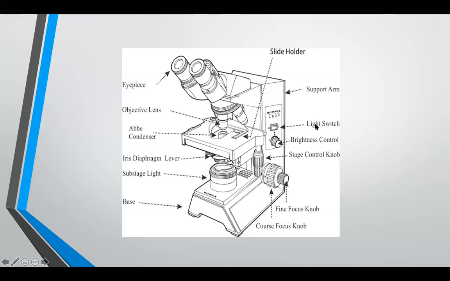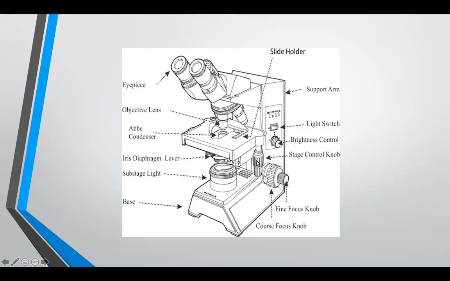Here's the light switch, so it turns the light on that comes up through here. The iris diaphragm lever controls how the light travels through and up the condenser, and the condenser will condense or make the light stronger as it travels through the specimen slide.